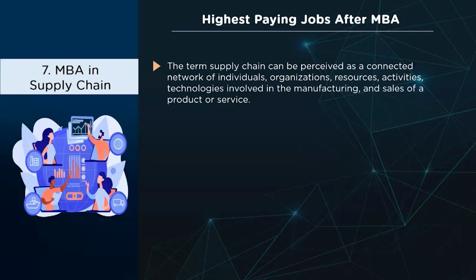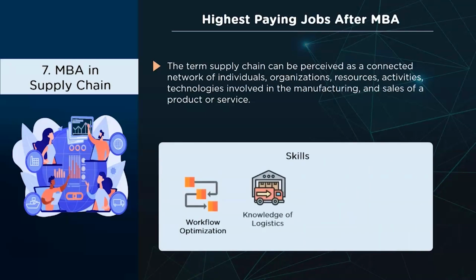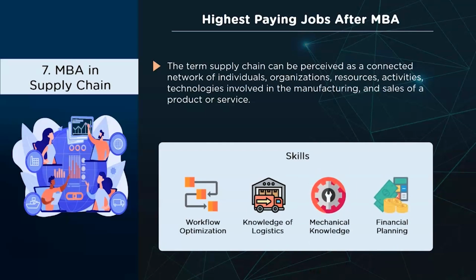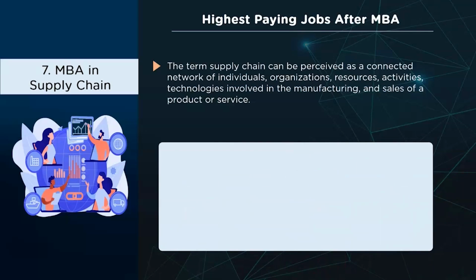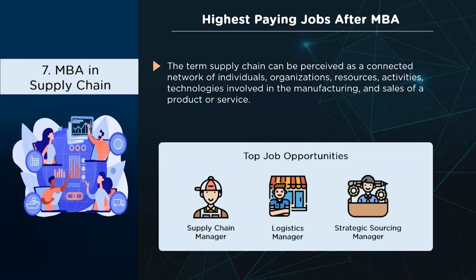In simple terms, SCM controls complete communication between three entities: supplier, producer, and consumer. If you opt for this specialization, you'll be able to pick up skills such as workflow optimization, logistic processing, mechanical understanding, and financial planning. The top job opportunities in this domain are supply chain manager, logistic manager, and strategic sourcing manager.